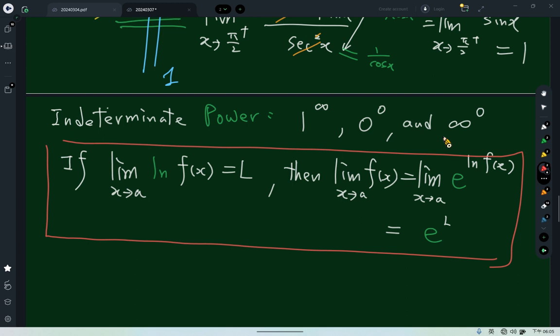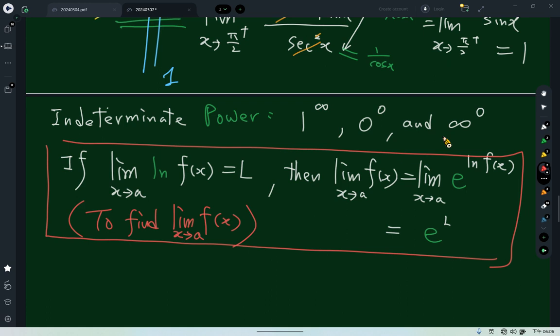So let me give you the process again. I just want to find the limit as x is approaching a of f of x. This is my purpose. I want to get the answer.